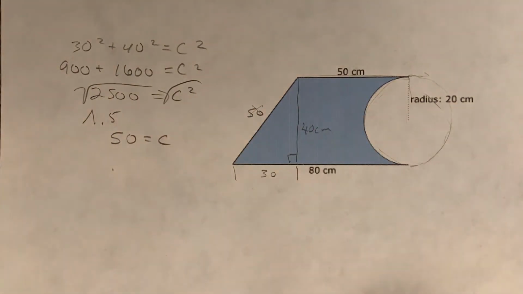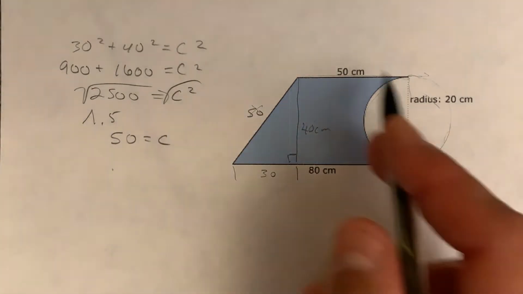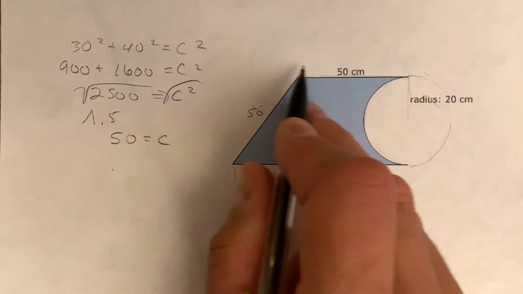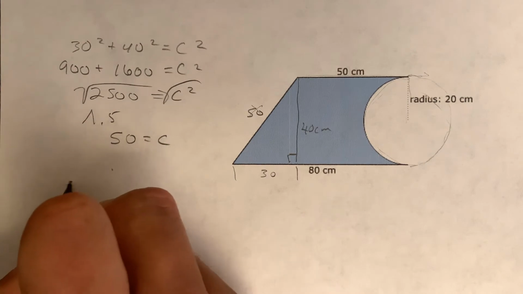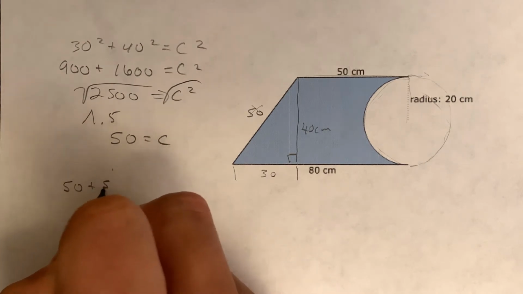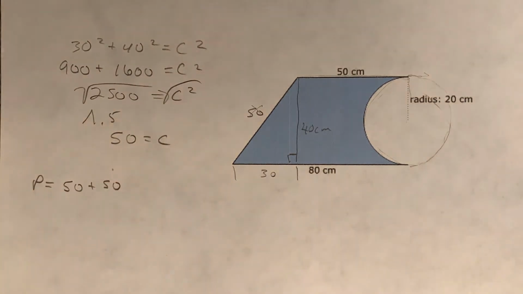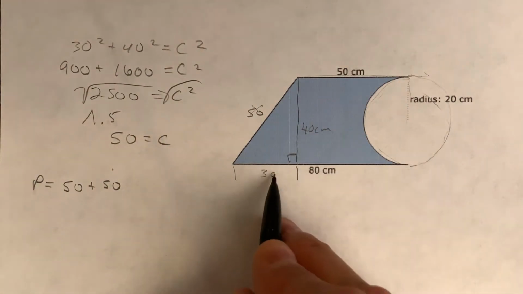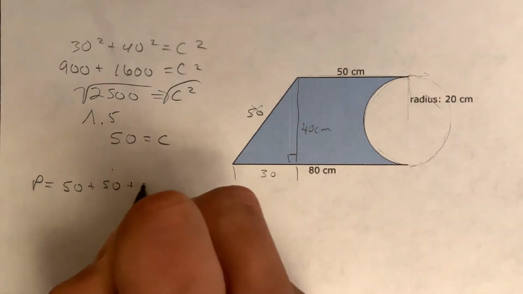So now I can probably find the whole distance around it, the perimeter. So let's start with this top 50. So I got 50 plus 50 as my P there for perimeter. That's these two 50s here. Then I got to go 80 for the whole thing. You can go 30 and 50, but I'm just going to go 80.